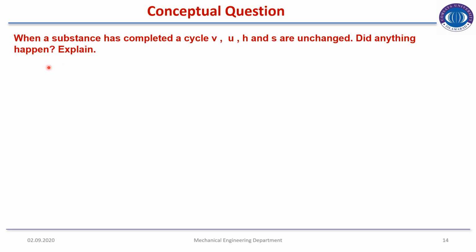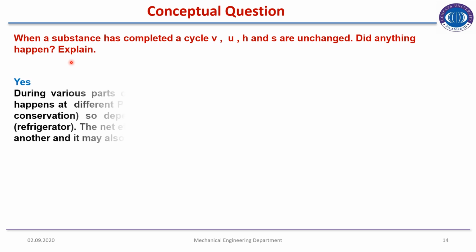So the question is: when a substance has completed a cycle, the specific volume, internal energy, specific enthalpy and specific entropy are unchanged. Did anything happen? Explain.